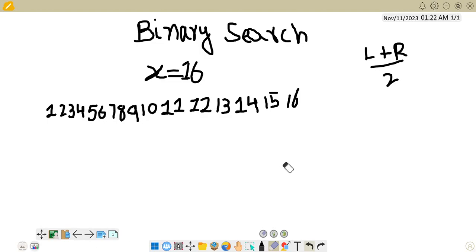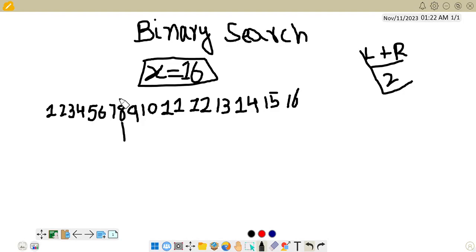to solve this question. I use the binary search algorithm. So it works like this: find the mid value by using the formula left plus right divided by 2. First, x is 16. It means the answer should exist between 1 and 16. So first I find the median value. It should be 8.